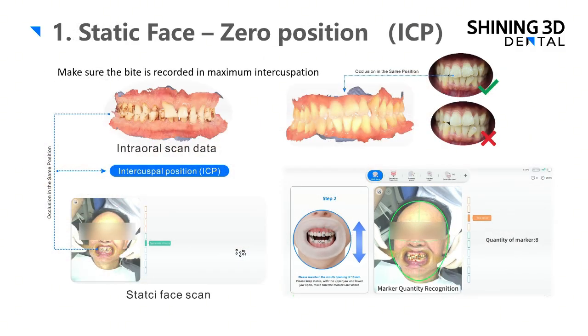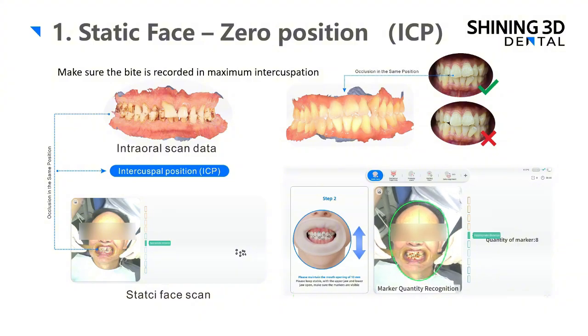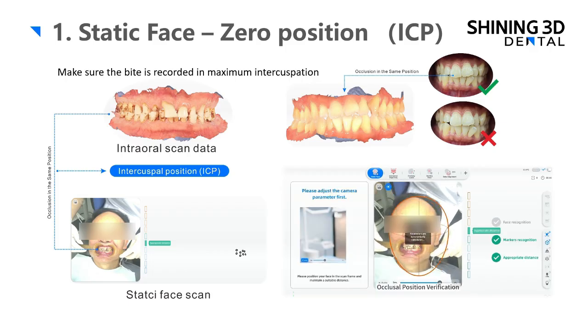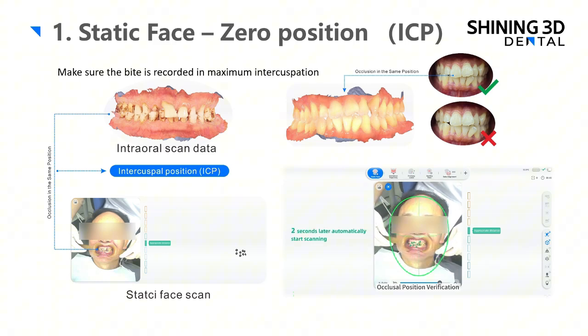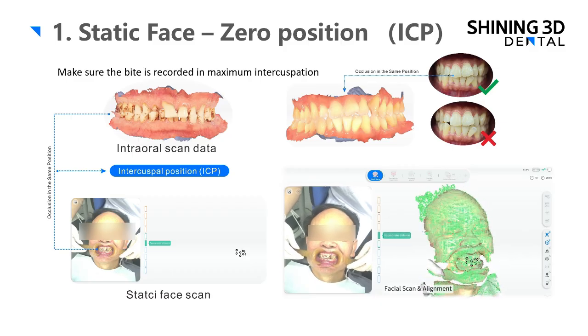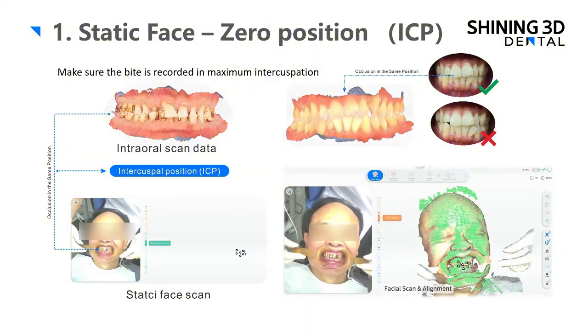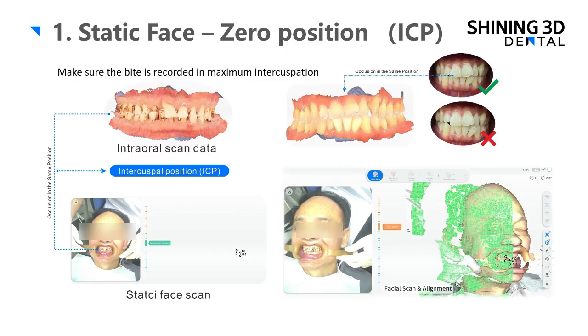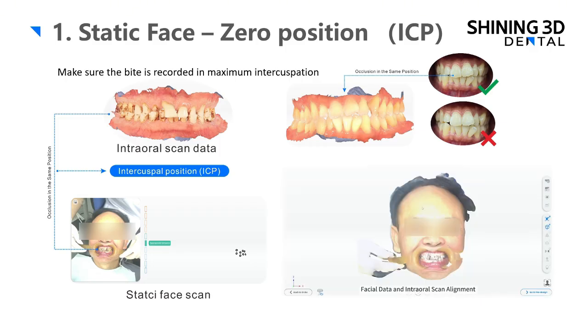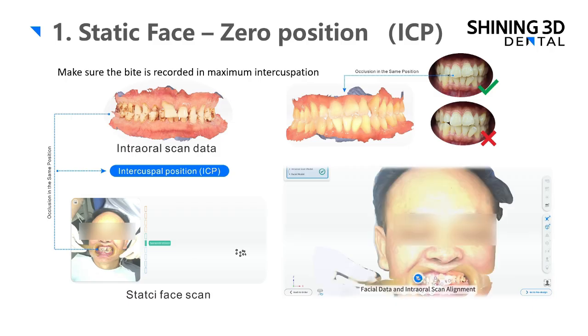Also, for the static face scan, we need to set the zero position for the patient. In this step, we need to record the zero position for the following trajectory tracking or jaw relationship adjustment. So this is the zero position for that. Make sure the bite is recorded in maximum intercuspation. As you can tell from the recording and the pictures here, for the static face scan, make sure the patient is in this intercuspal position, ICP, and the intraoral scan data will look like this. This is the zero position for this patient.